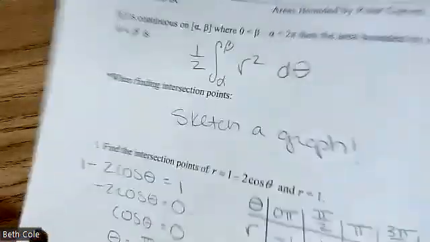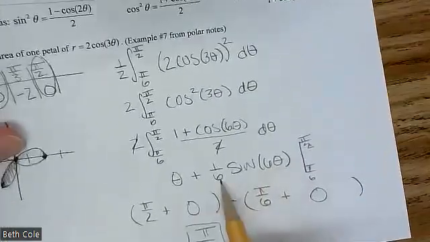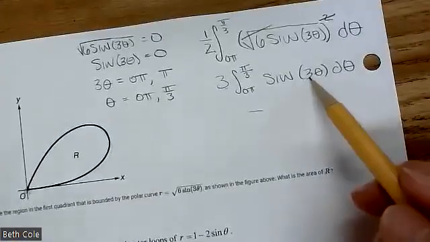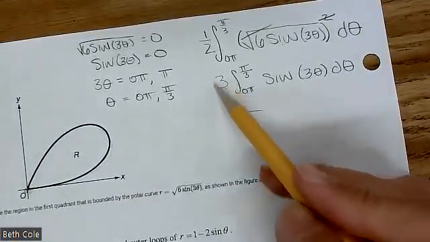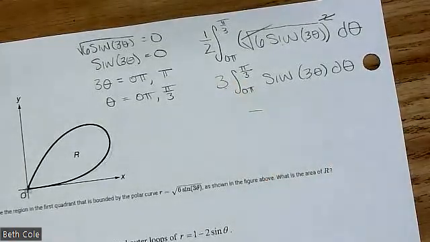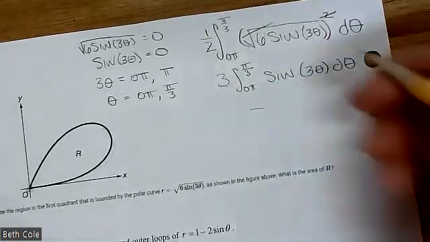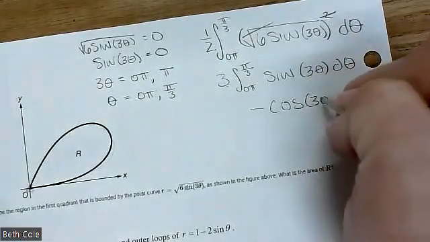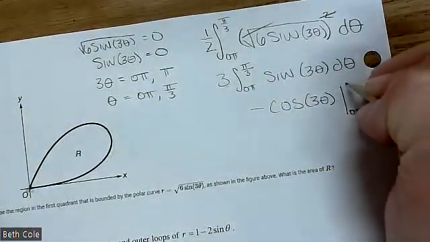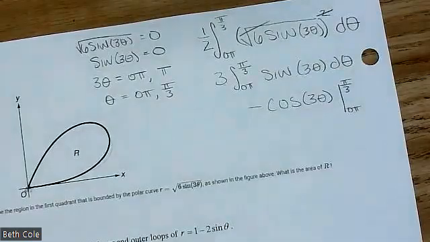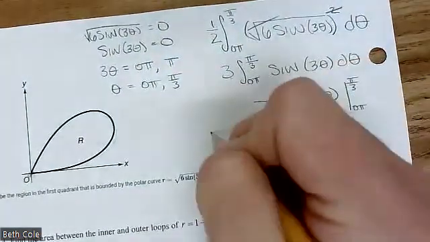Like what was the other one? We had a 6 and we needed a 1/6. So this one's a 3. You would need a 1/3, but the 3 that's out here and the 1/3 are going to cancel out. All right, so it's just going to be negative cosine 3 theta, and then we're going to evaluate. So upper boundary minus lower boundary.